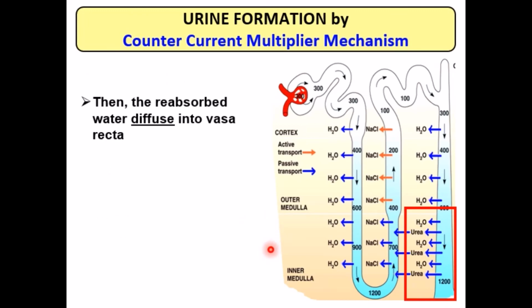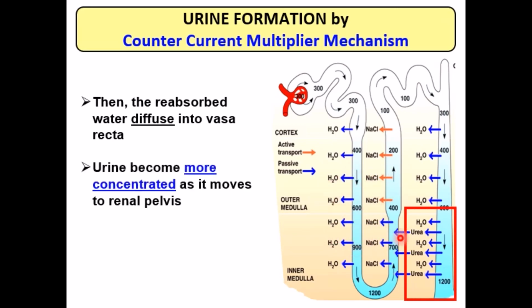Finally, the reabsorbed water will diffuse into the vasa recta that surround the loop of Henle, and urine in the collecting duct will become more concentrated as it moves to the renal pelvis due to the reabsorption of water.